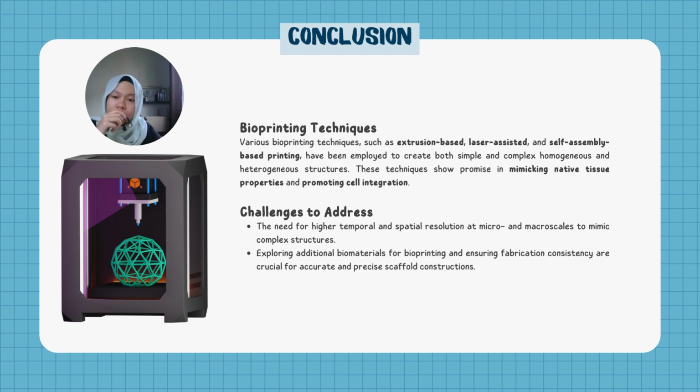In conclusion, various bioprinting techniques have been employed to create both simple and complex homogeneous and heterogeneous structures, and these techniques show promise in mimicking native tissue properties and promoting cell integration. The challenges to address in bioprinting of bone are the need for higher temporal and spatial resolution at micro and macro scales to mimic complex structures, as well as exploring additional biomaterials and ensuring fabrication consistency.